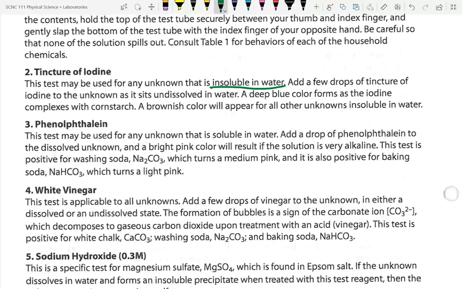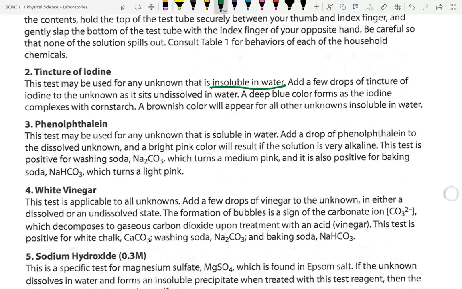Now there are 2 that you can do right after. Which one's the other one? Yeah, the next one, the phenolphthalein. If it is soluble in water, you do the phenolphthalein next, is the natural thing to do, because then you can just do the second test using the same test tube that you used for the first one.